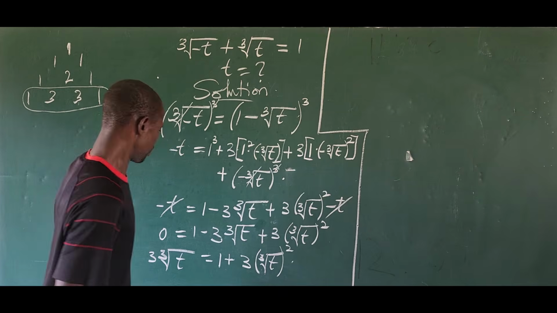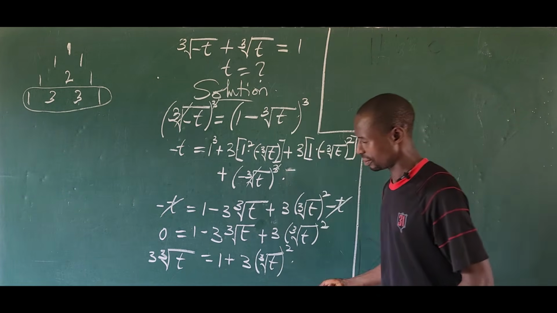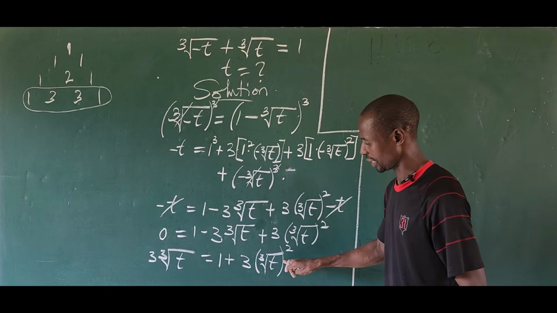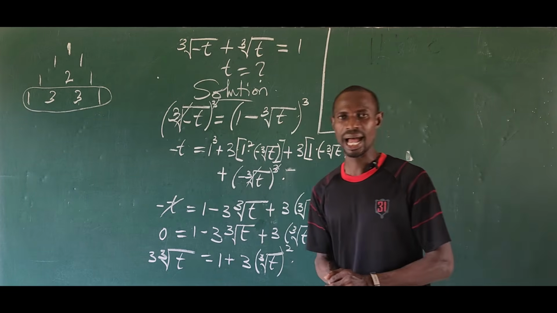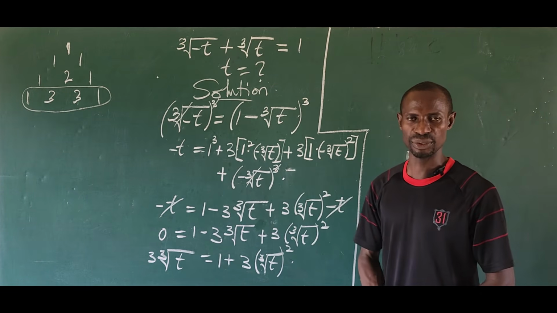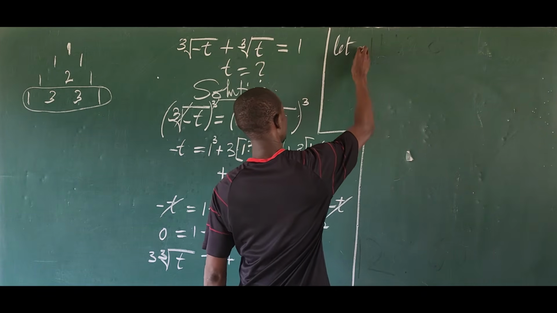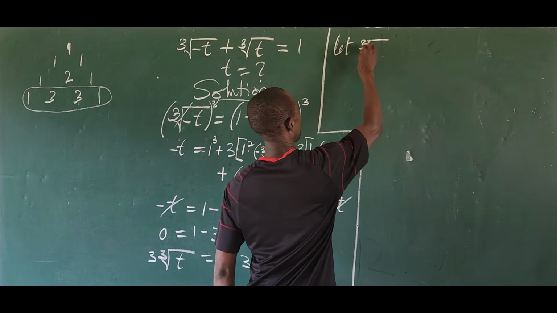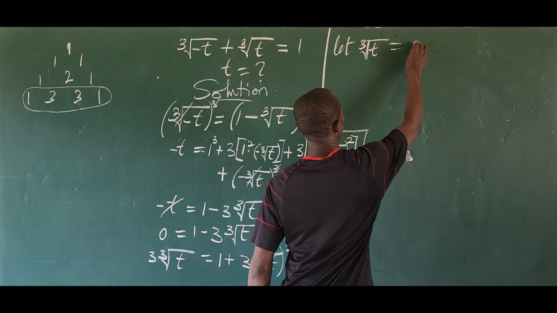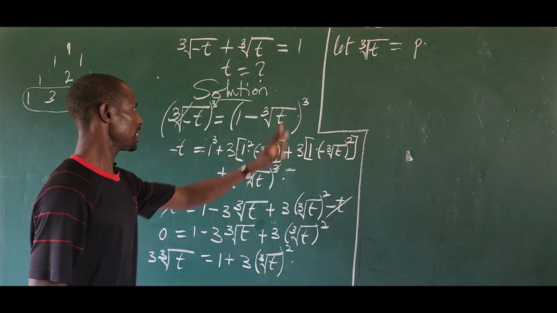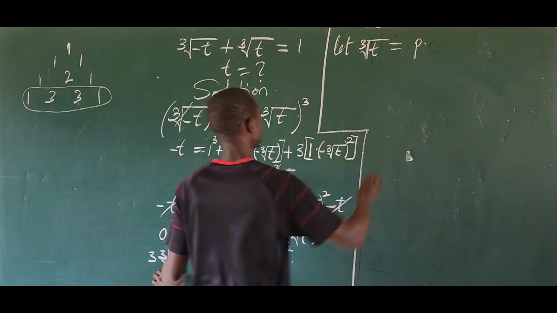All right. Now, from what we have here, we have the cube root of t and the cube root of t here. So we bring in another alphabet to substitute for the cube root of t. Let the cube root of t be equal to, let's say, p. I like using p. So wherever we see the cube root of t, let's put in p there.